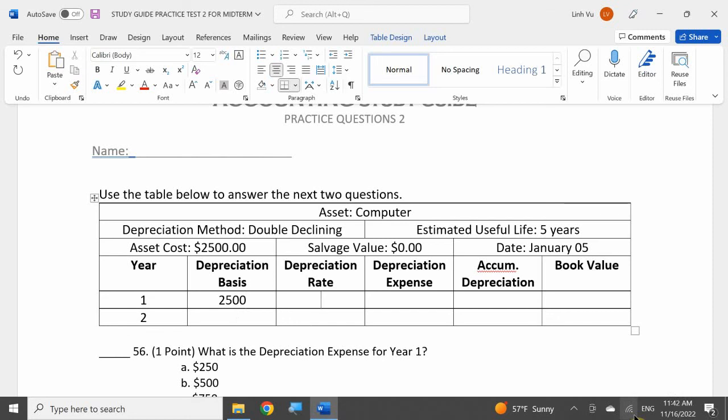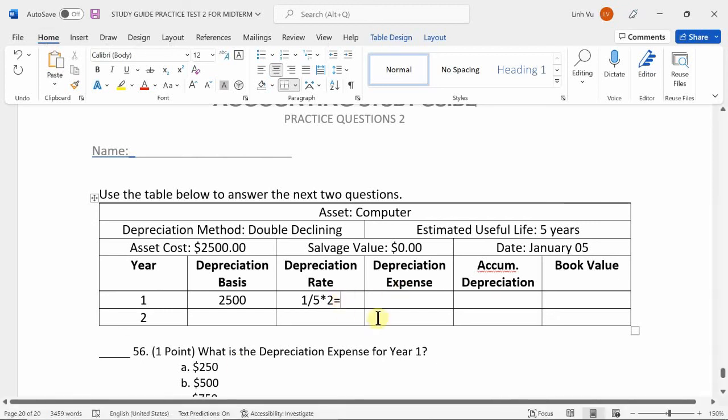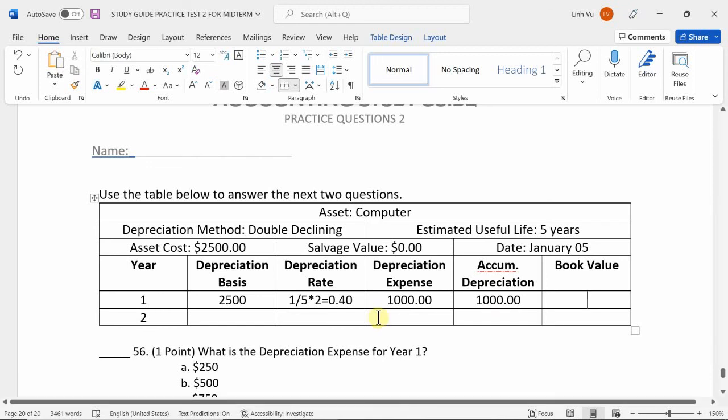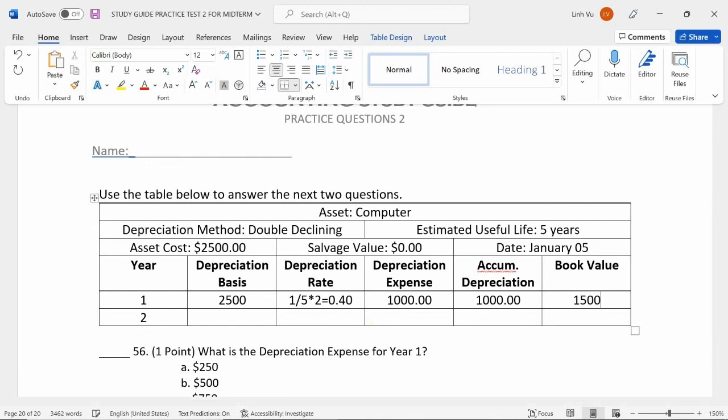Your depreciation rate, since you're double declining it, you're going to depreciate twice as much. It's going to be 1 over the estimated useful life times 2, which in this case gives you 40%. So 40% of $2,500, because $2,500 times 40% is going to be $1,000. So therefore, your accumulated depreciation is 1,000, and now your book value, 2,500 minus 1,000, is going to be 1,500.